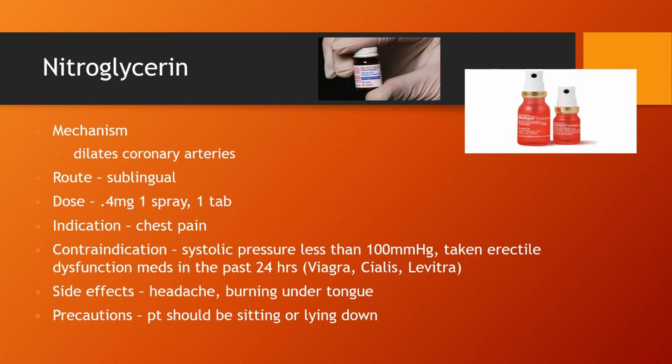Nitro. Nitro is also given to our chest pain patients, but they have to be prescribed the nitro. We do not administer our own nitro as an EMT, and we do not administer somebody else's nitro to a patient as an EMT. It has to be prescribed to them and within date. It's sublingual, goes underneath the tongue, so it's mucosal. It absorbs into the mucosa. The dose is 0.4 milligrams, or 1 spray or 1 tablet underneath the tongue.